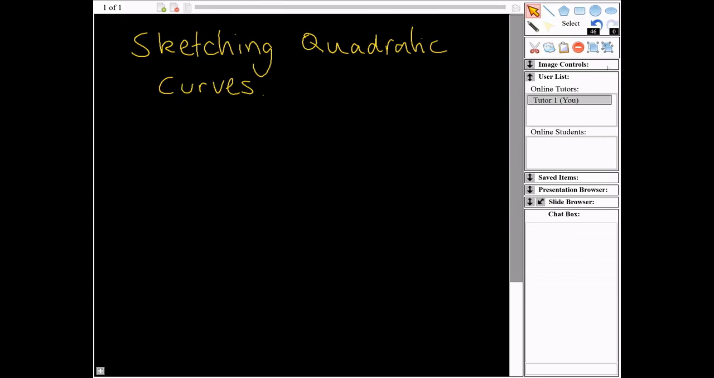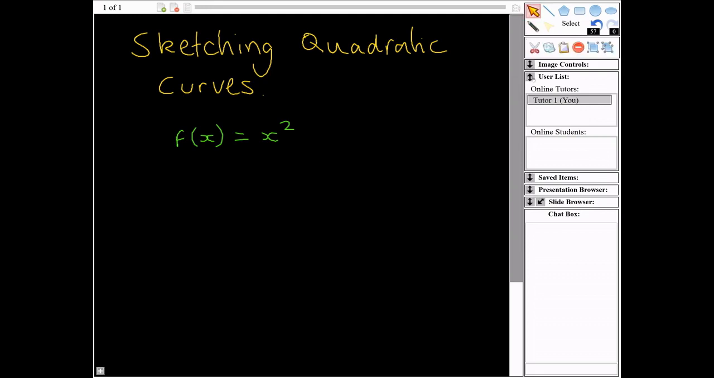So this video is going to be about sketching quadratic curves. The idea is going to be how curves are transformed from the basic function, which is f of x is equal to x squared. So I'm going to just sketch what that looks like first of all, and then we're going to talk about how different curves can be transformations of that.